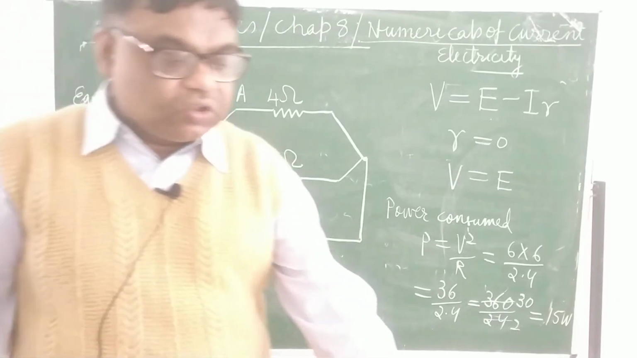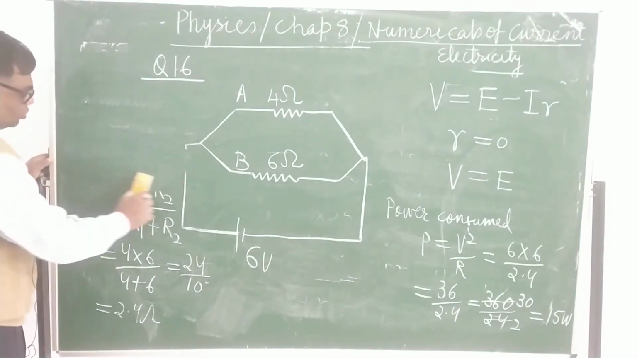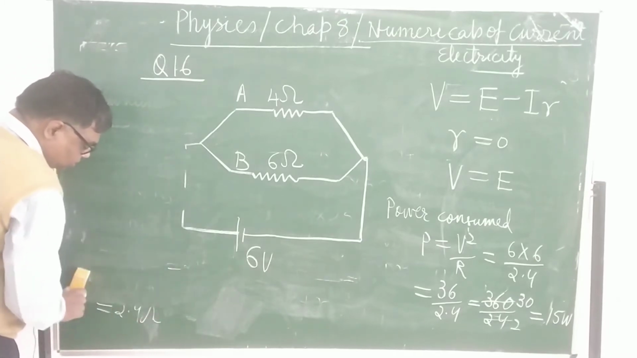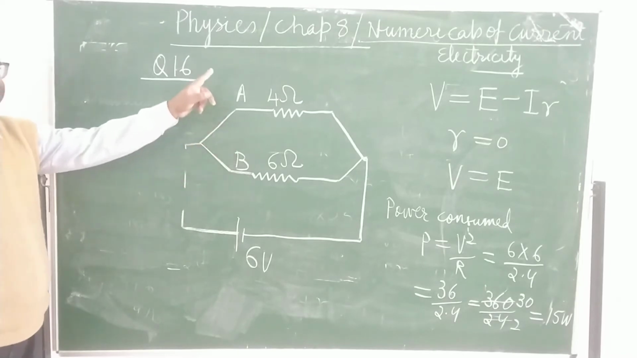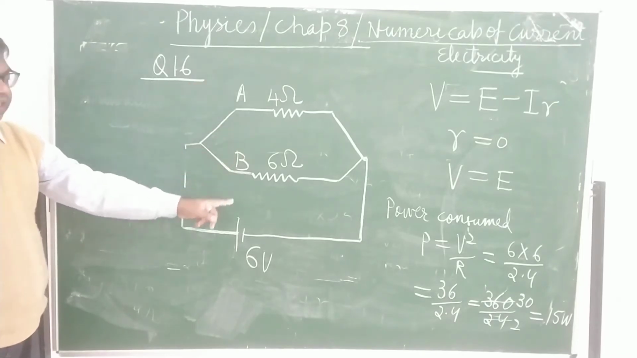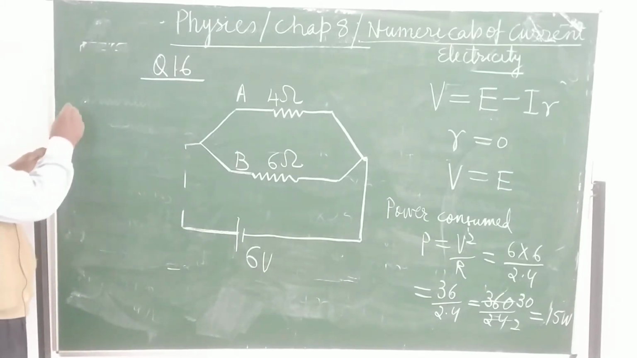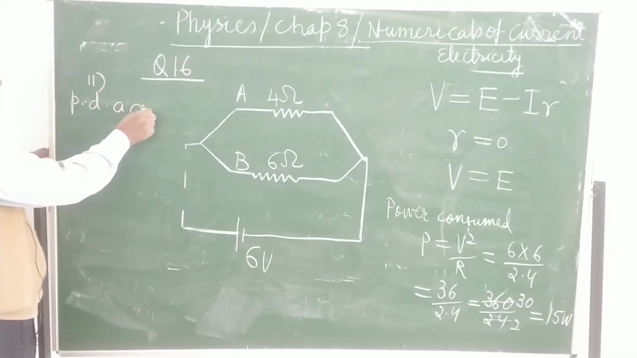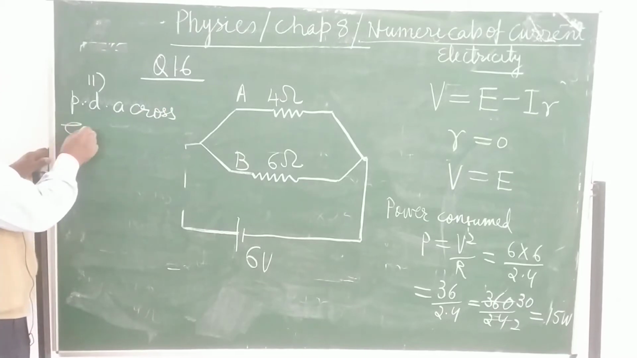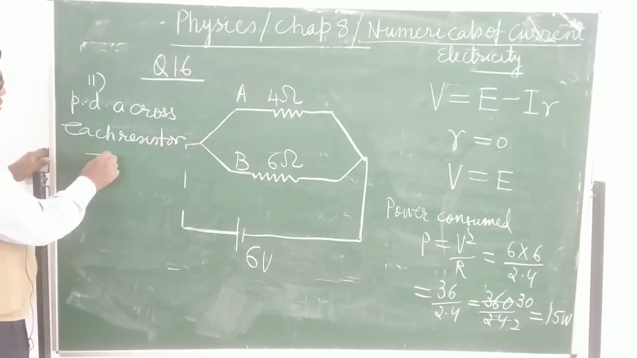Now after this you have to determine the power consumed across each resistor. So see here. Since these two are connected in parallel, there will be the same potential drop across them and it will be equal to the terminal potential difference. It is clear? So the potential difference across each resistor is equal to 6 volt.